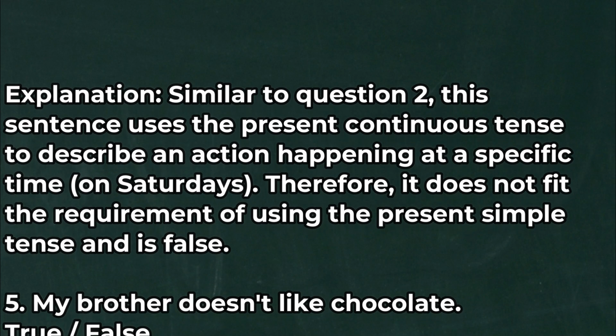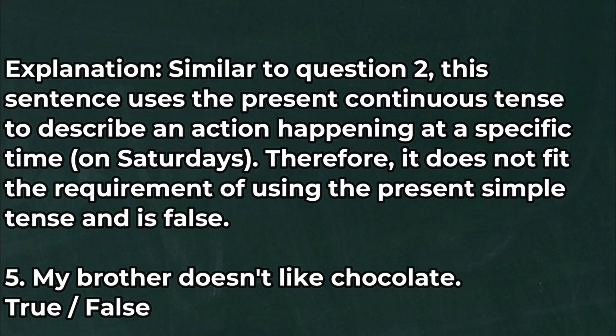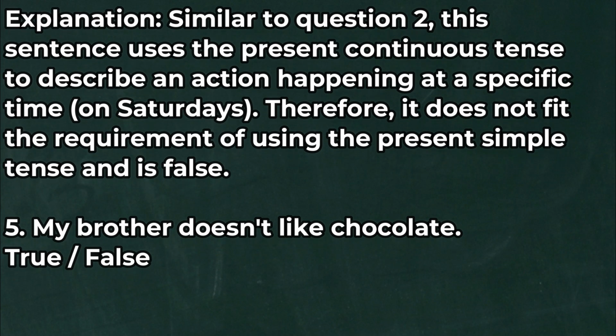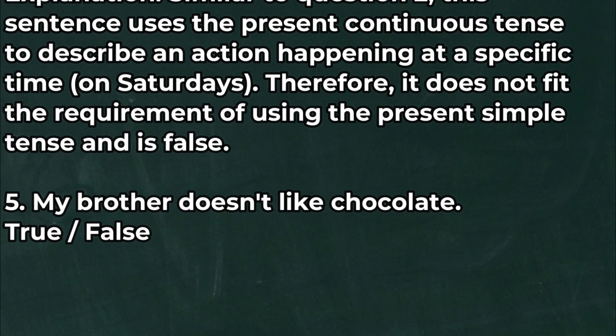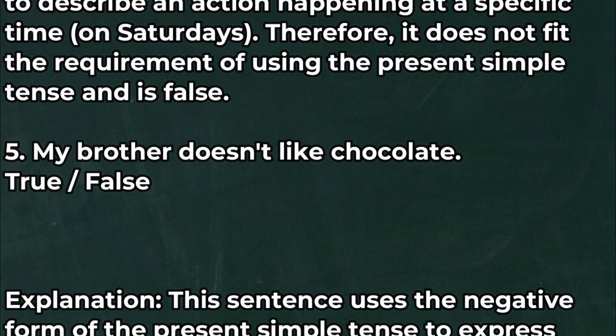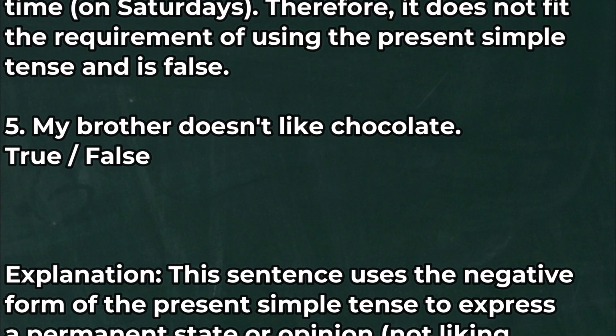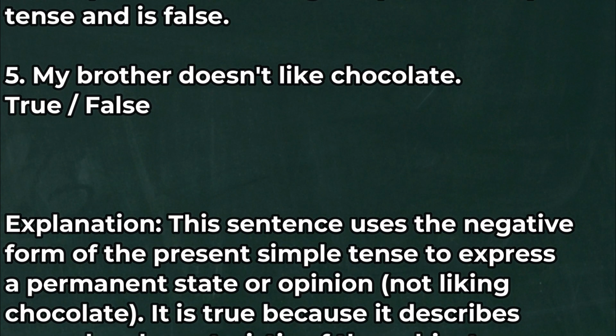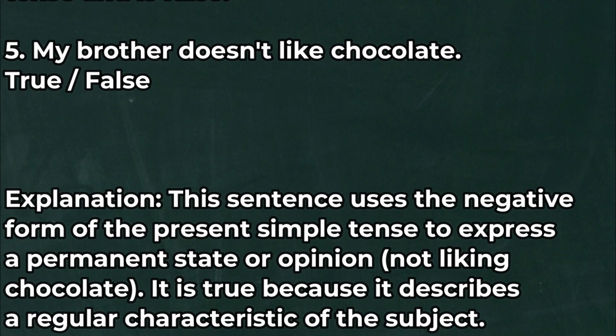5. My brother doesn't like chocolate. True or false? Explanation. This sentence uses the negative form of the present simple tense to express a permanent state or opinion, not liking chocolate. It is true because it describes a regular characteristic of the subject.